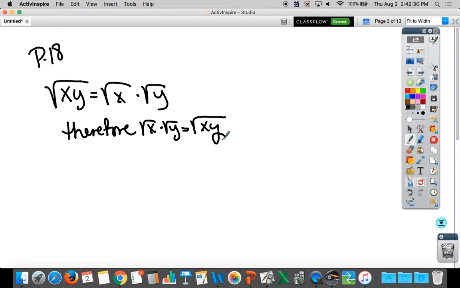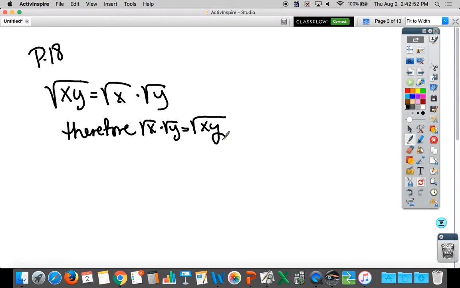One thing that I hate about rules sometimes is we as teachers fail to show you that you need to read them backwards and forwards. Okay? So if you've got the square root of xy, it's the same thing as the square root of x times the square root of y. Or, in reverse, the square root of x times the square root of y is the square root of xy.